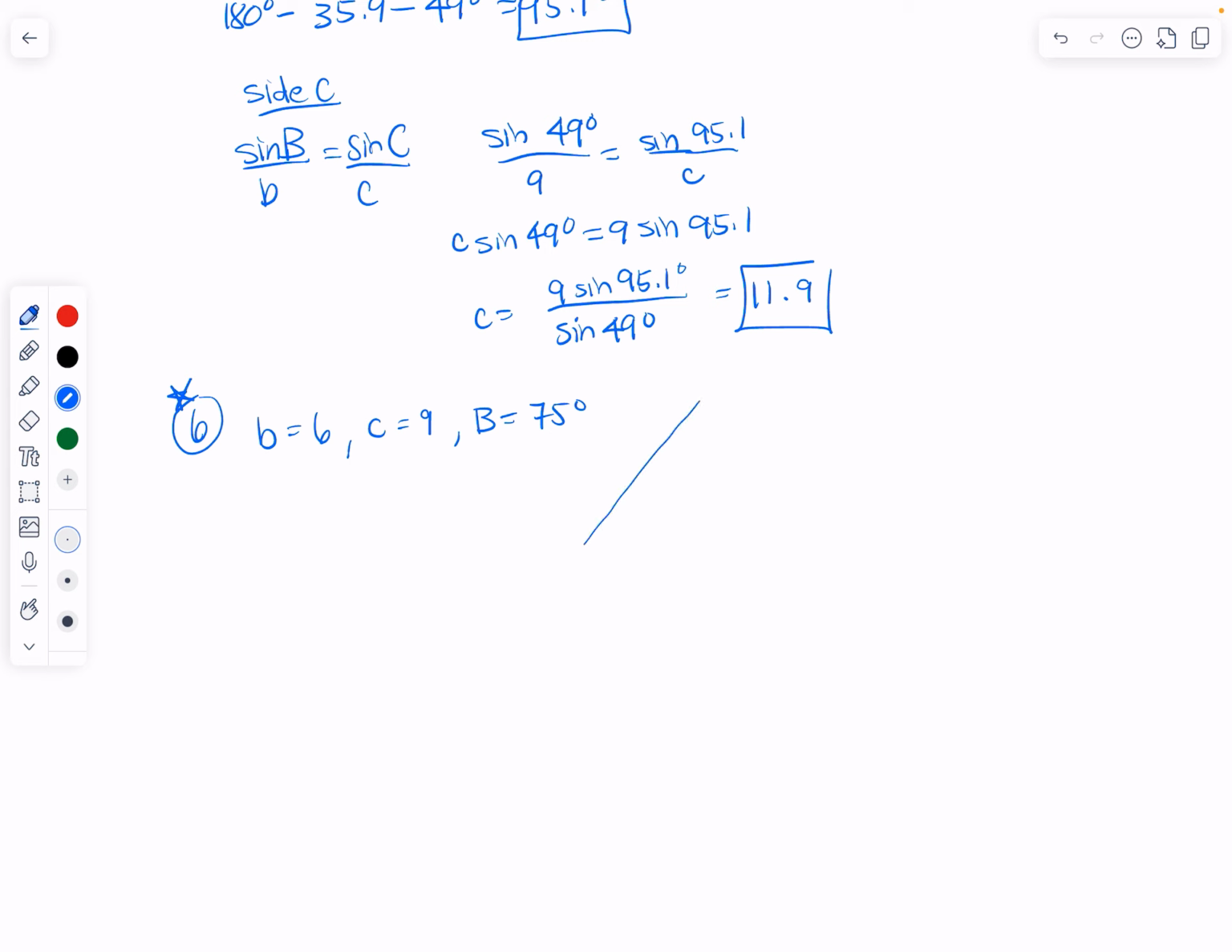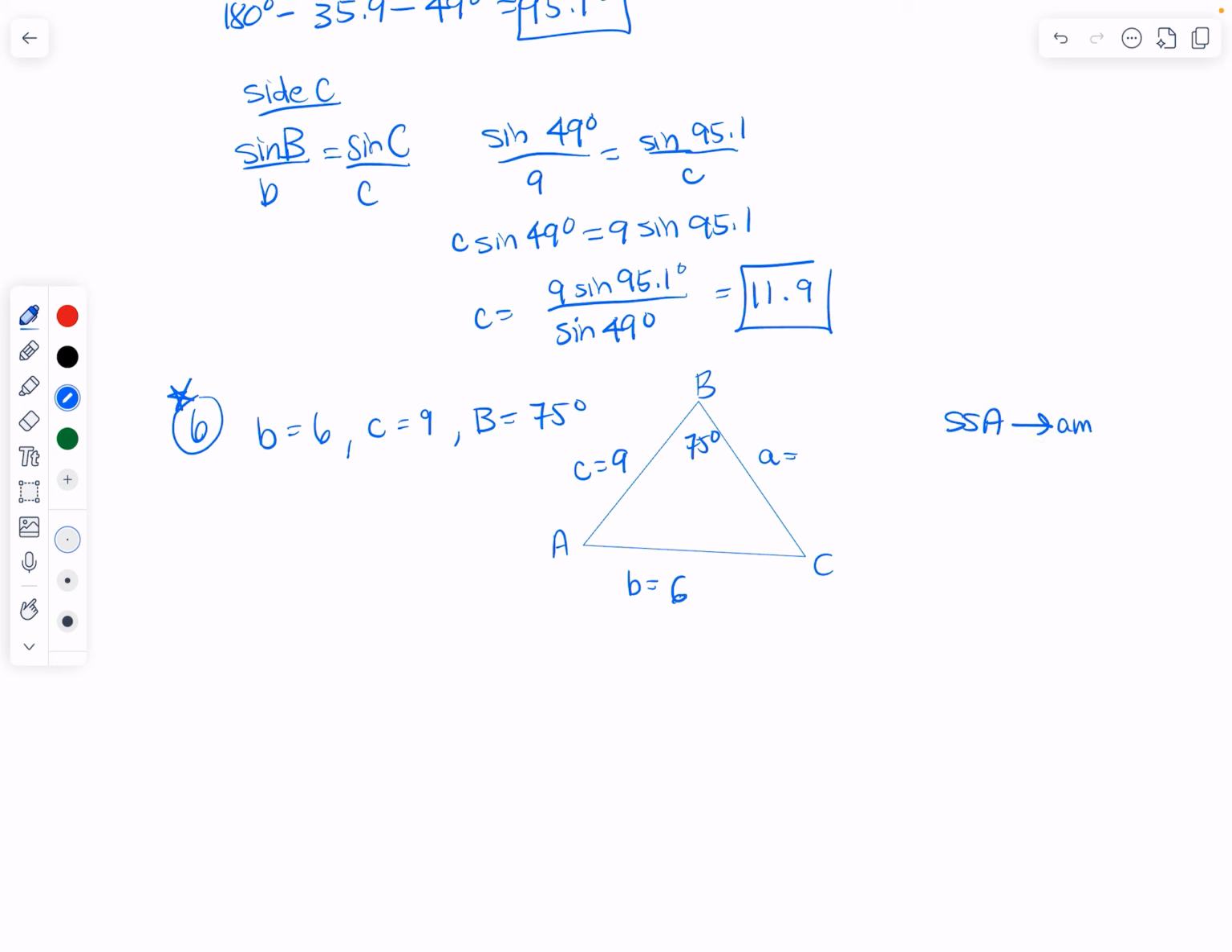So the first thing I'm going to do with the information that was given is draw a triangle. I'm going to call this angle A, angle B, angle C. The side across from angle A is side A, the side across from angle B is side B, and the side across from angle C is side C. Now what was given is b equals 6, c equals 9, and angle B is 75 degrees. So when I look at this, what is given is side, side, angle.